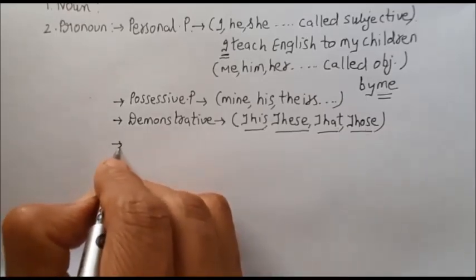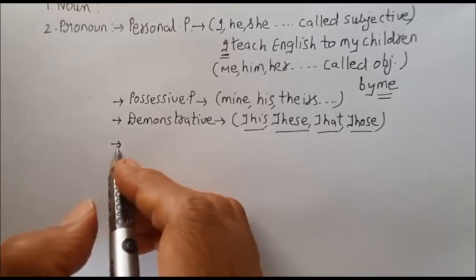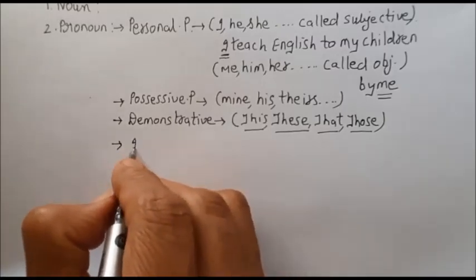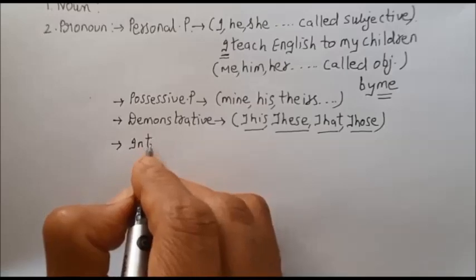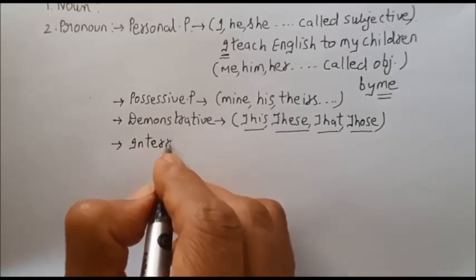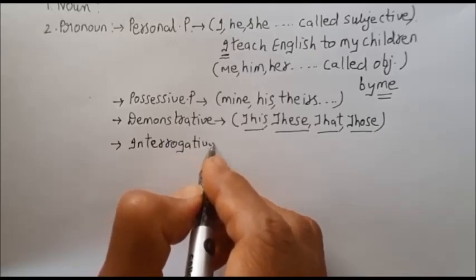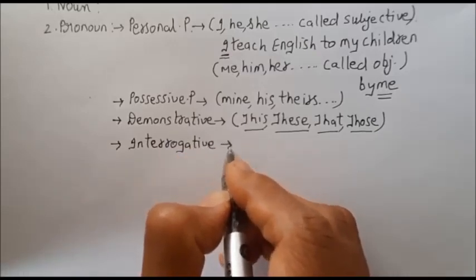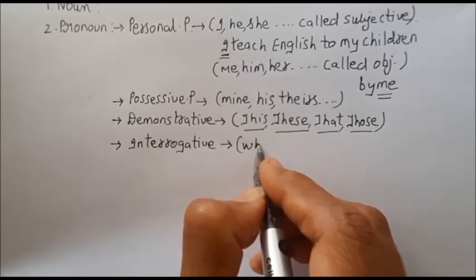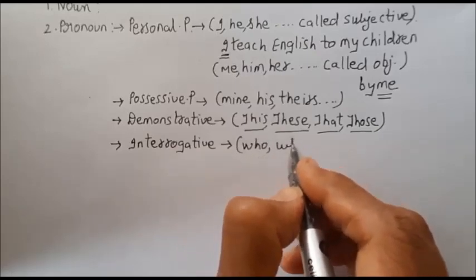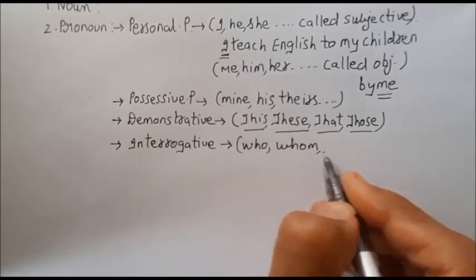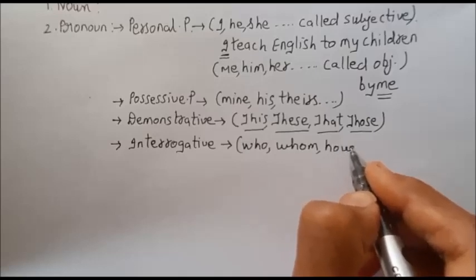Then we move ahead to interrogative pronoun. Now interrogative pronouns are the words that we use while framing the question. That is who, whom, how, etc.